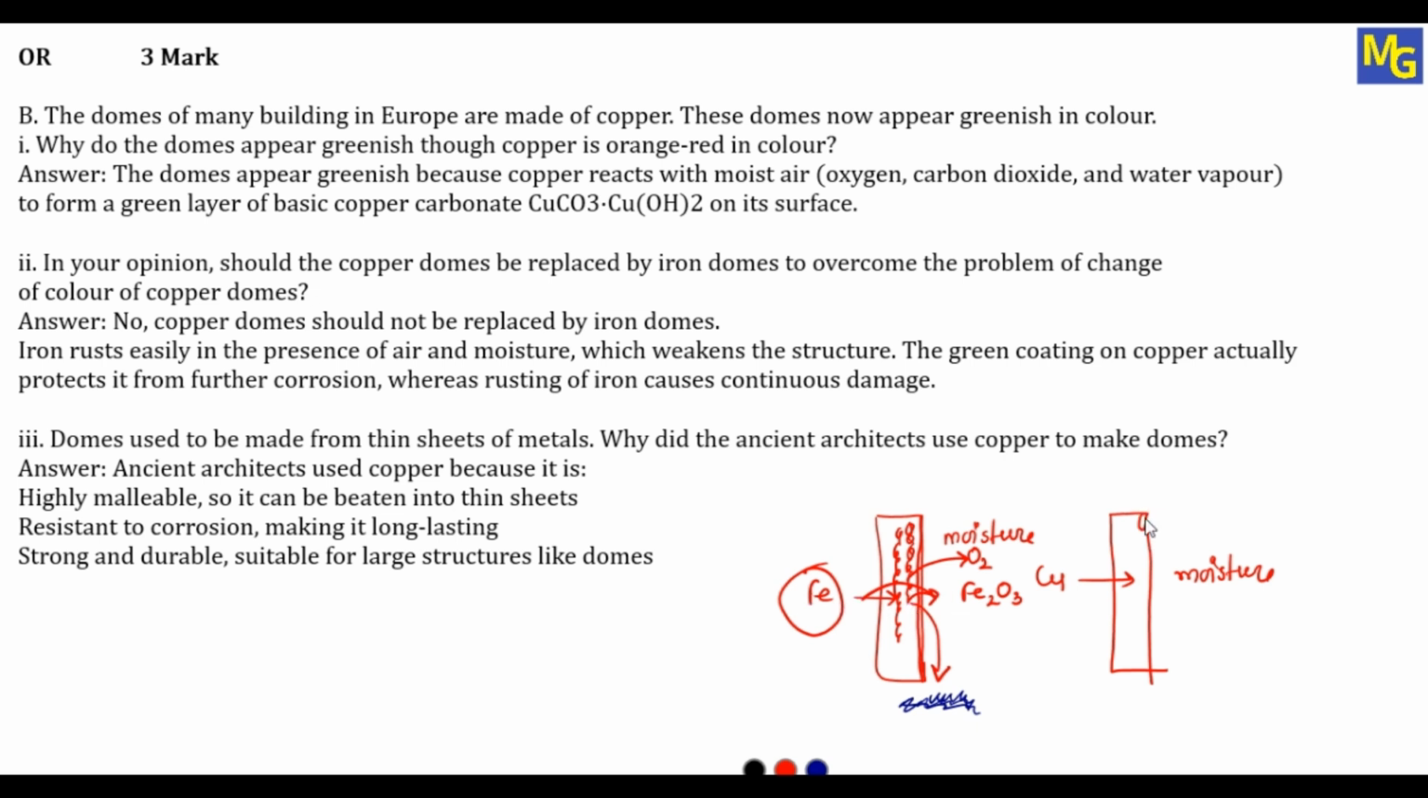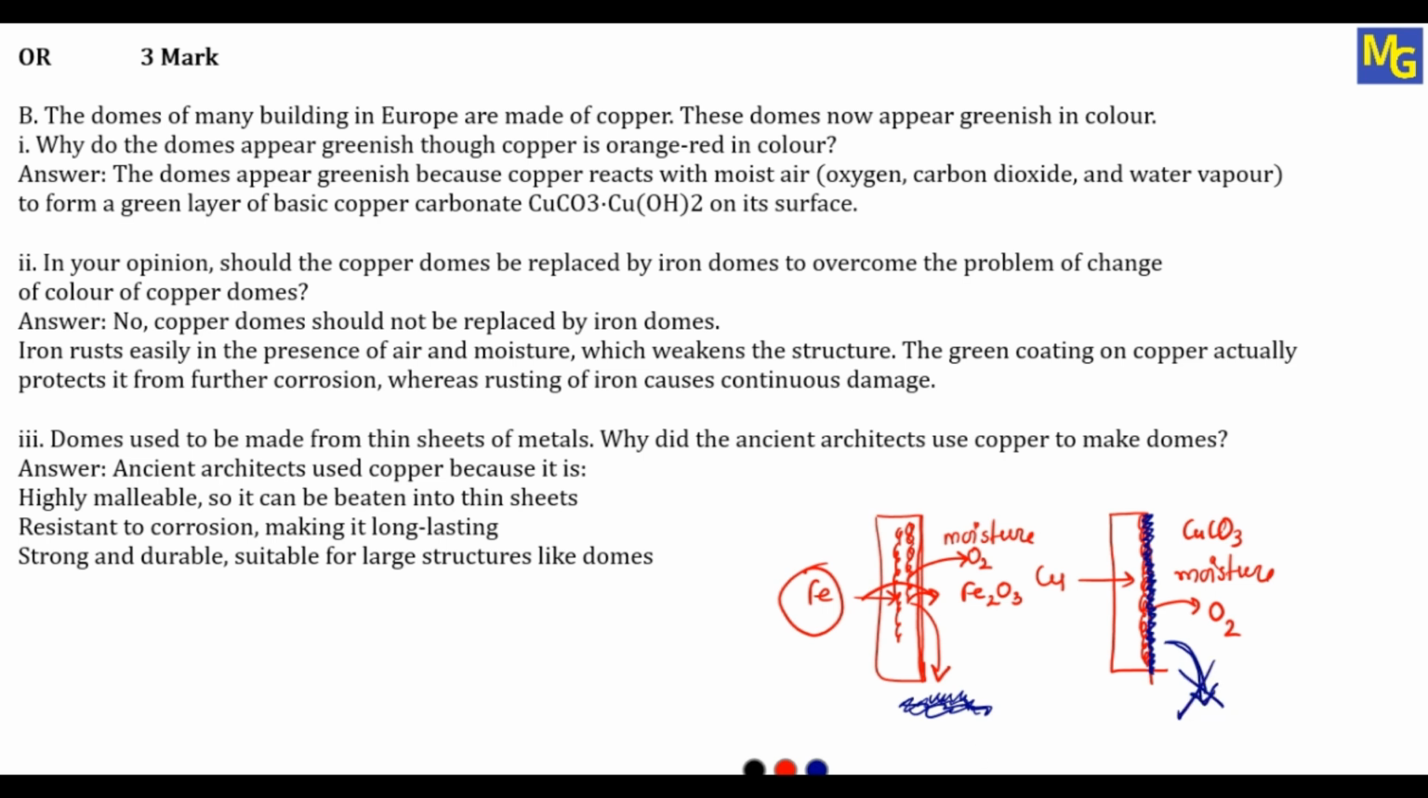But in case of copper, if this is the first layer of copper atoms in this plate, and it reacts with the moisture, that is oxygen, it will form copper carbonate, CuCO3. And whatever copper carbonate is formed, that layer will remain attached on the plate itself. It will cover this copper plate. It will not fall down. Remember, as in iron oxide the powder is falling down, it will not fall down in case of copper.